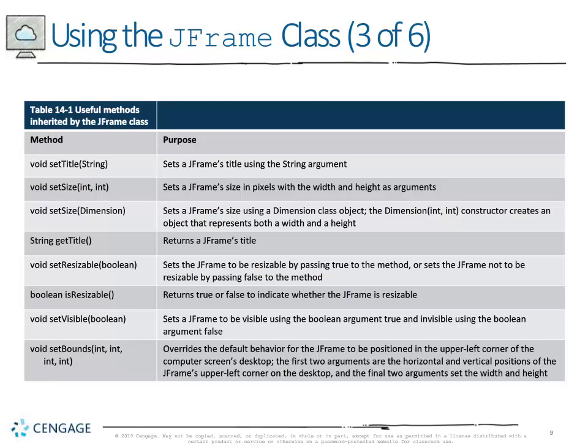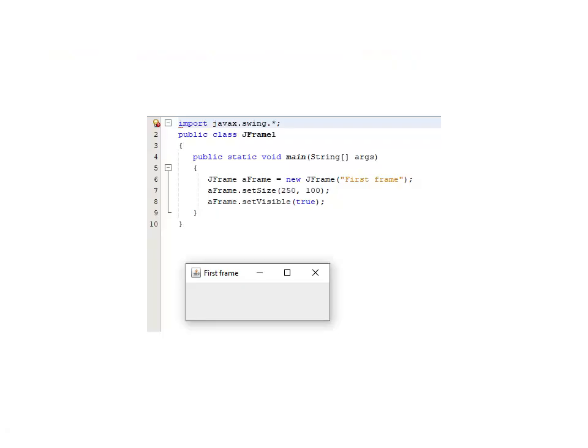The first two arguments are the horizontal and the vertical position of the JFrame's upper left corner on the desktop, and the last two arguments set the width and the height. This program declares a JFrame named aFrame, sets its size to 250 pixels horizontally by 100 pixels vertically, and sets its title to display the string First Frame. Pixels are the picture elements or tiny dots of light that make up the image on your computer monitor.